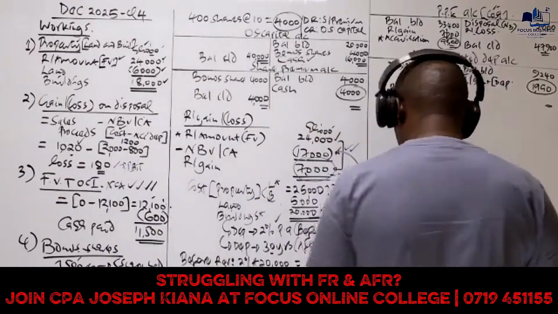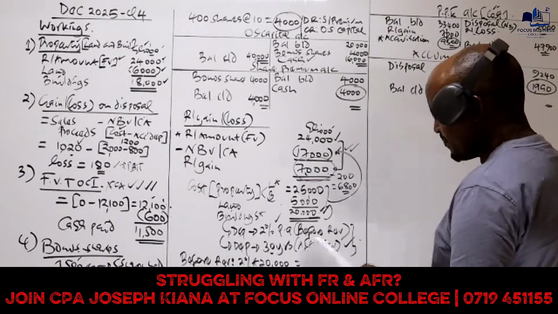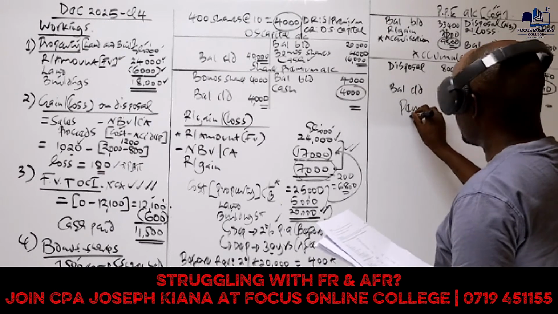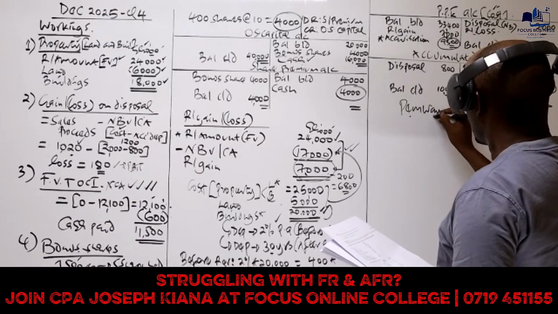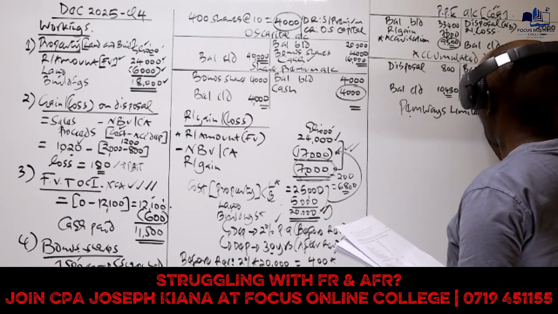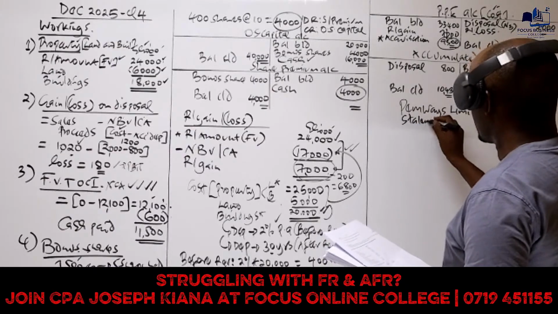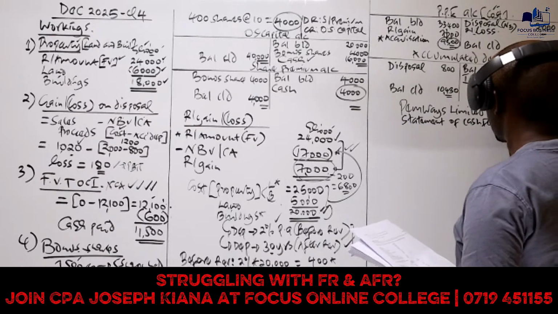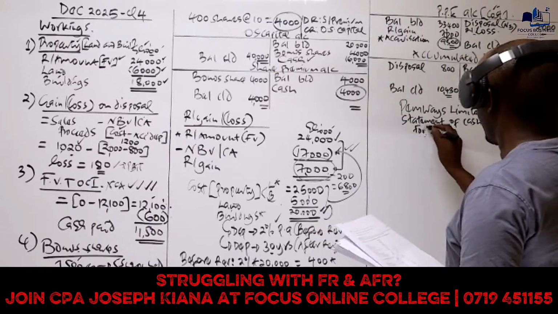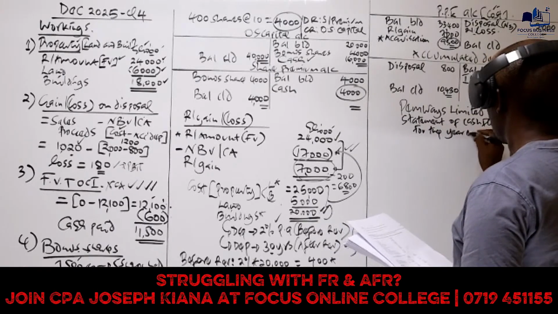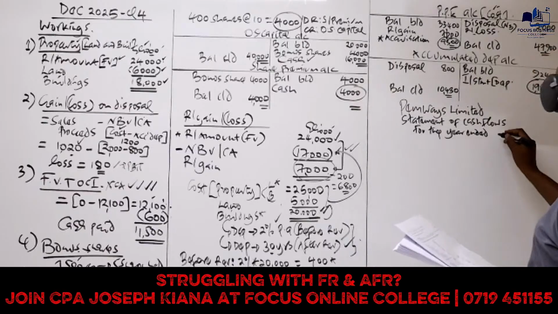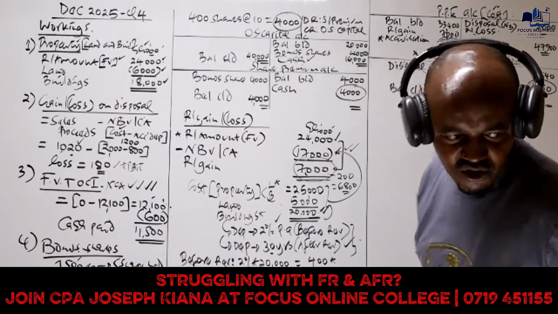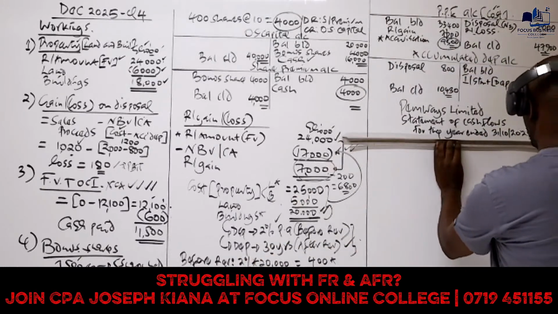So having that, let's move and prepare a statement of cash flows as required by the examiner. The name of the company is VOIN Limited. And basically this is a statement of cash flows for the year ended 31st of October 2025. A very good question on cash flows.